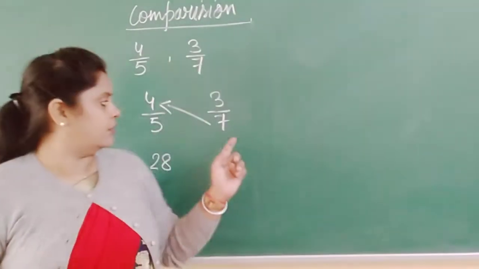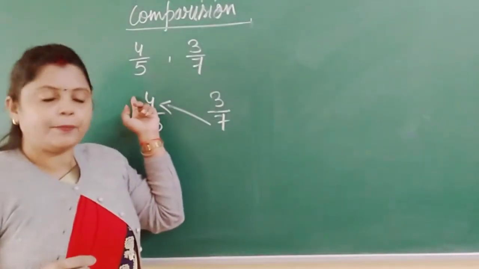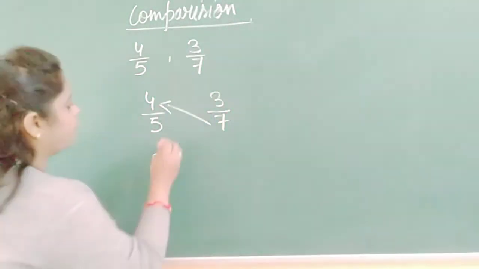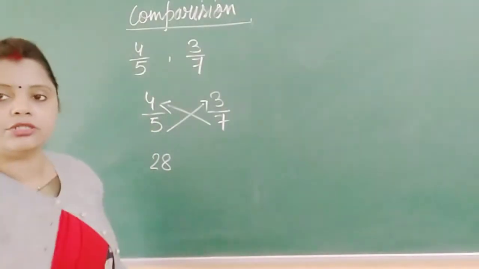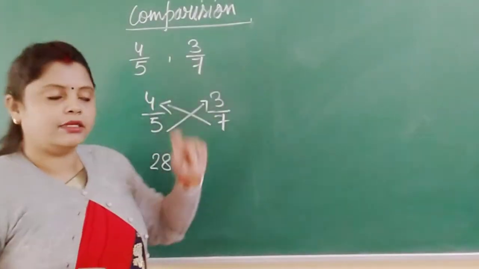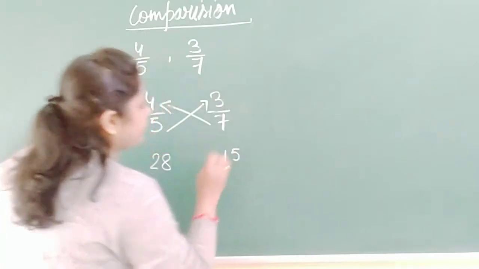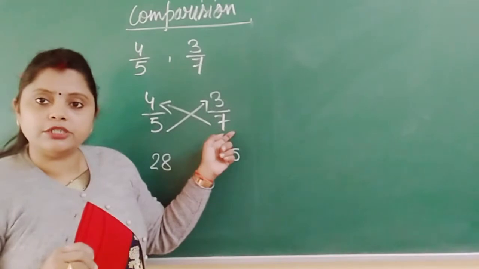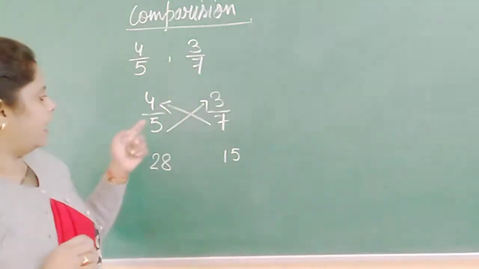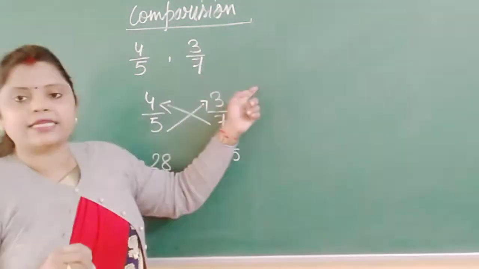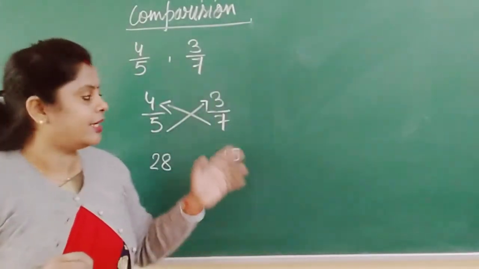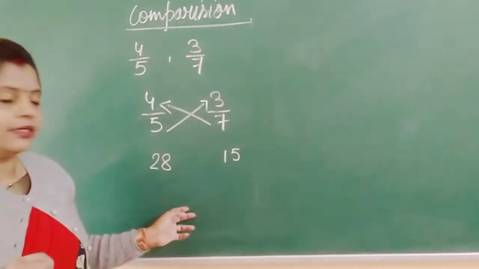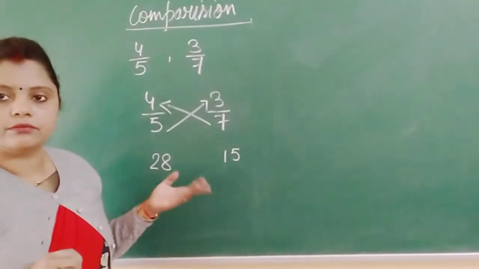So it will be 28. 7 multiplied by 4 is 28. Now come to the other number. 5 is multiplied with 3. I told you we have to do cross multiplication. So 5 multiplied by 3 is 15. Check what we have done. First we multiplied the second number's denominator with the first number's numerator, and then the first number's denominator with the second number's numerator. So we have done cross multiplication. 7 fours are 28 and 5 threes are 15. Now tell me which one is greater, 28 or 15?